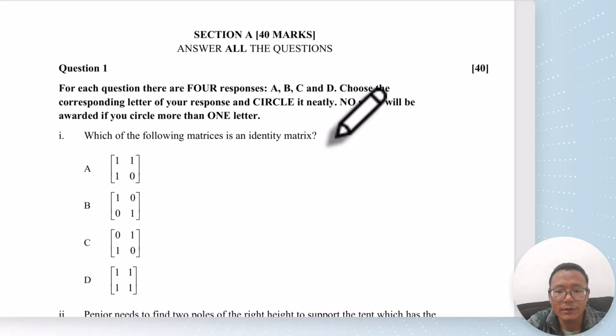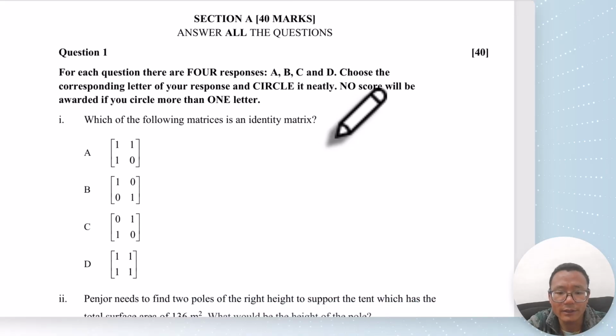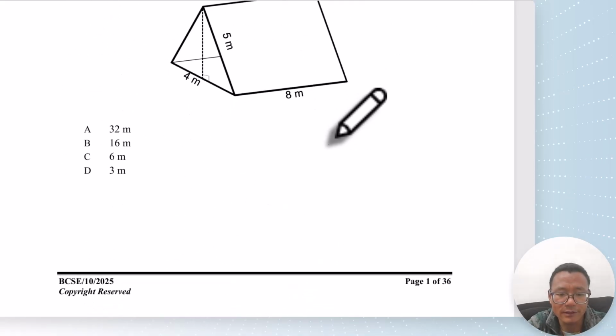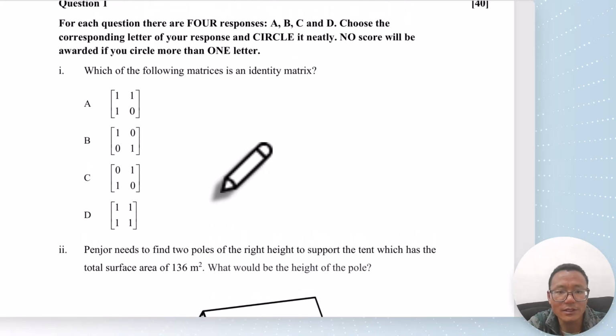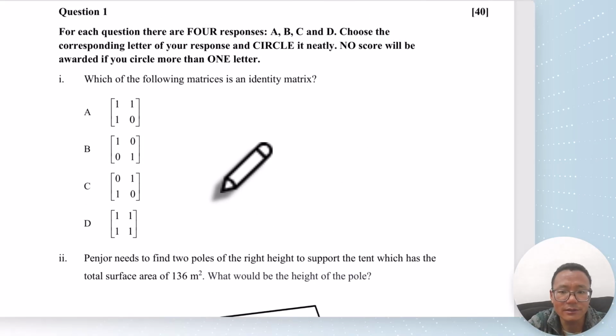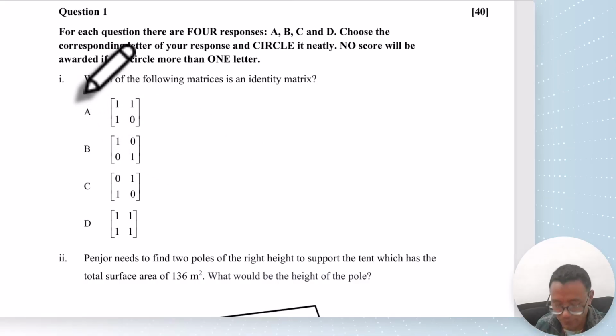This question paper is downloaded from the Bixi website, and this is the question paper of last year, 2025. Let me go with the first question. The first question is talking about which of the following matrices is an identity matrix.